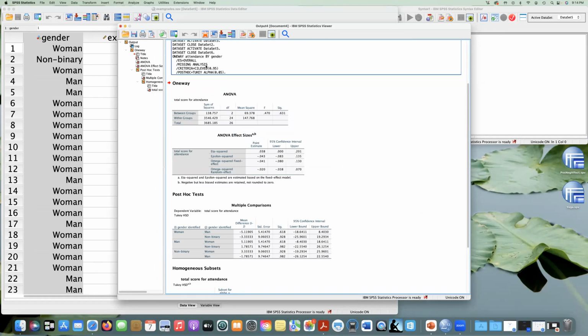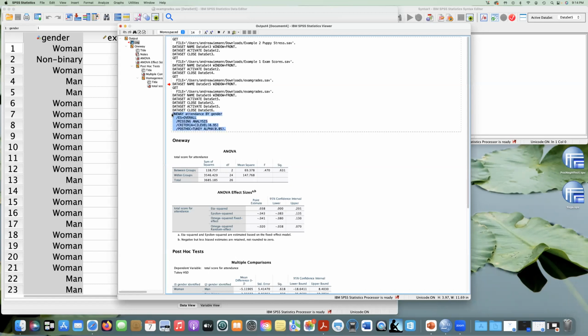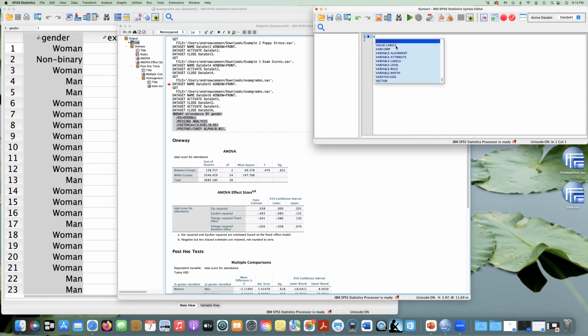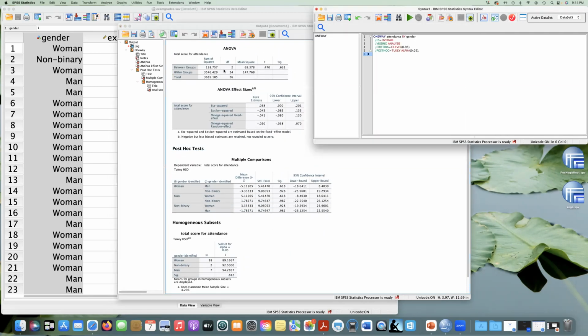And you can see that up here, you can double click into it. I can copy this syntax again. So here is our syntax for our one-way ANOVA, and let's interpret this. So we did a one-way ANOVA, and we're looking to see overall is there a difference in attendance between our three groups? So we have some information on our sum of squares, our degrees of freedom, our mean square.